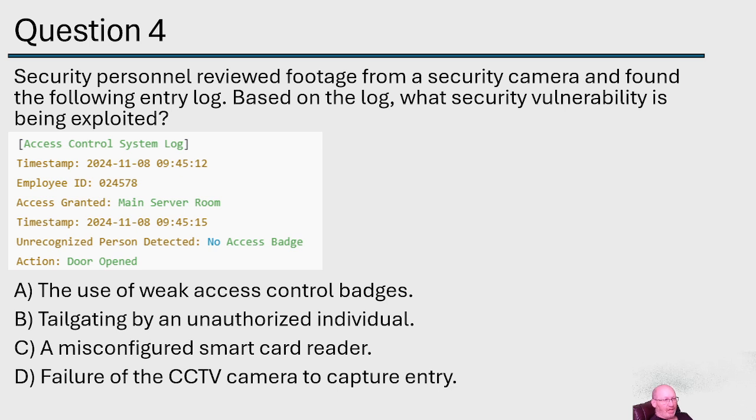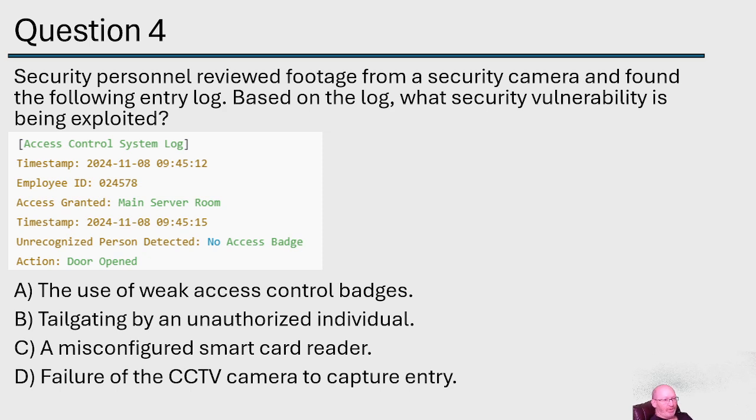B, tailgating by an unauthorized individual. We can see here, based on the timestamp, that an individual, employee ID 024578, entered at 9:45 a.m. and 12 seconds. And then somebody else, an unrecognized person, was detected with no access, which means they didn't badge in, but they were detected, and they went in as well 3 seconds later. Was that tailgating? Possibly. B is a possible answer.